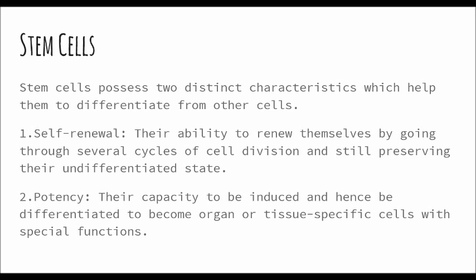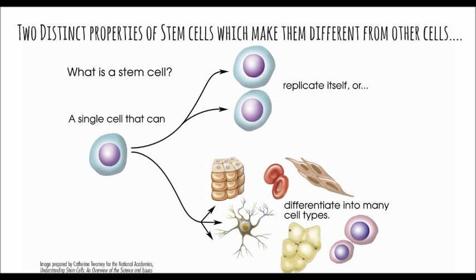Their ability to renew themselves by going through several cycles of cell division and still preserving their undifferentiated state. The second property is called potency. Their capacity to be induced and hence be differentiated to become organ or tissue specific cells with special functions. So the two distinct properties of stem cells are described here. A single cell that can replicate itself, and at the same time it has the ability to differentiate into many cell types.